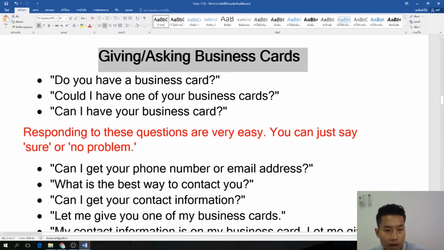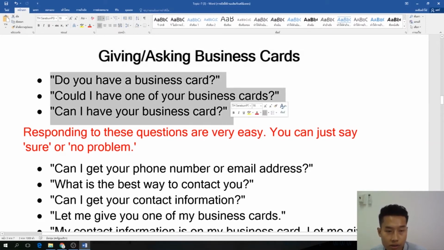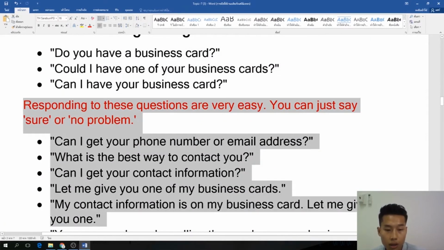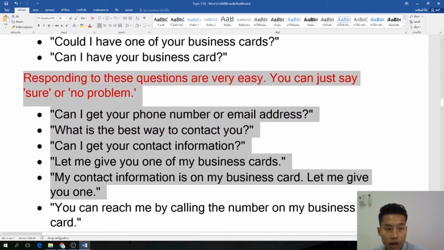Okay, number one, let's try to read all the sentences first. Do you have a business card? Could I have one of your business cards? Can I have your business card? Very popular here. Do you have a business card? Could I have one of your business cards? And can I have your business card, please? Okay, responding to this question is very easy. You can just say sure or no problem. Sure or no problem. Okay.